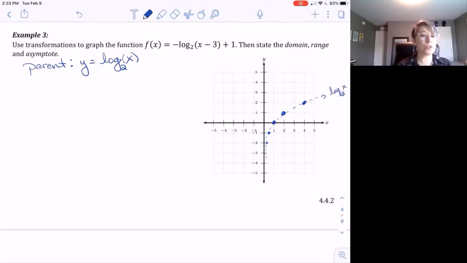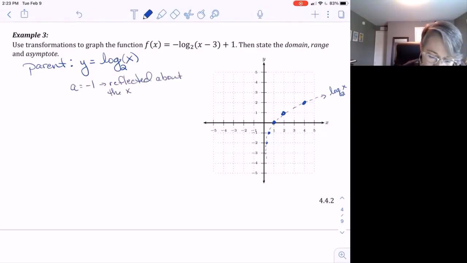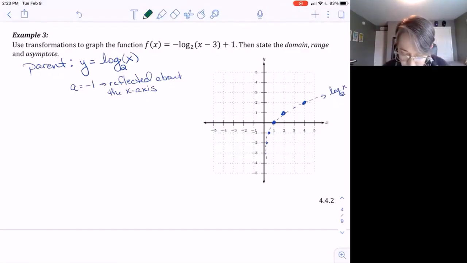And remember, we have to do the reflections and the stretches first. Well, we notice at the beginning our a is negative 1, which just means it's reflected about the x-axis. In other words, we're changing all the signs of our y's. Well, we can do that first. Let's do that in green. So if we take the point 4, 2, we're going to shift it down to 4, negative 2.